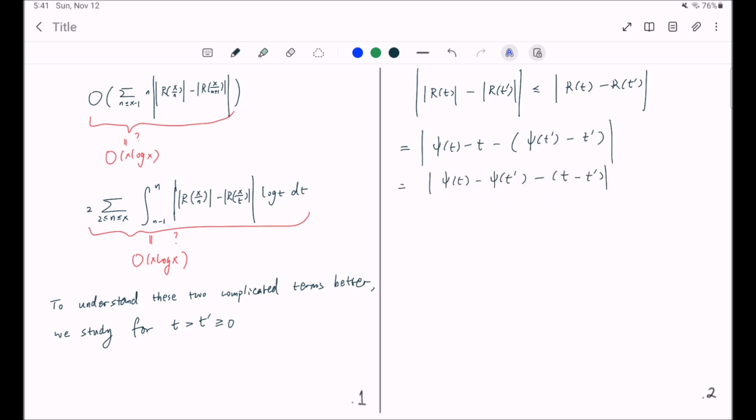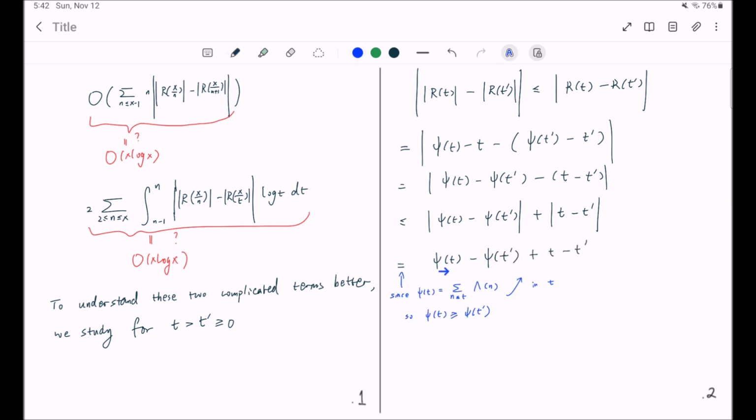Now, by the triangle inequality, this is bounded by... Our assumption is that t is always bigger than t prime, so this part is always positive. And by the monotonicity of psi, this part is also non-negative. So we have, by dropping the absolute value sign, if you regroup these four terms, we get this.